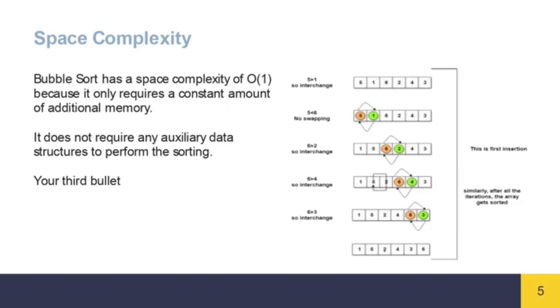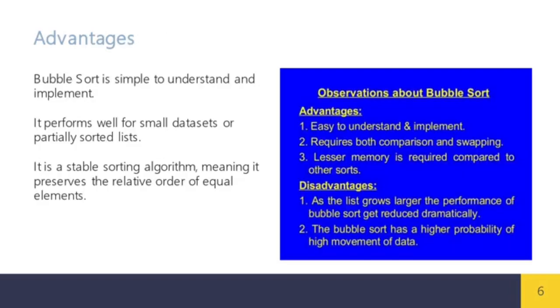Space complexity. Bubble sort has a space complexity of order 1 because it only requires a constant amount of additional memory. It doesn't require any auxiliary structure to perform the sorting.